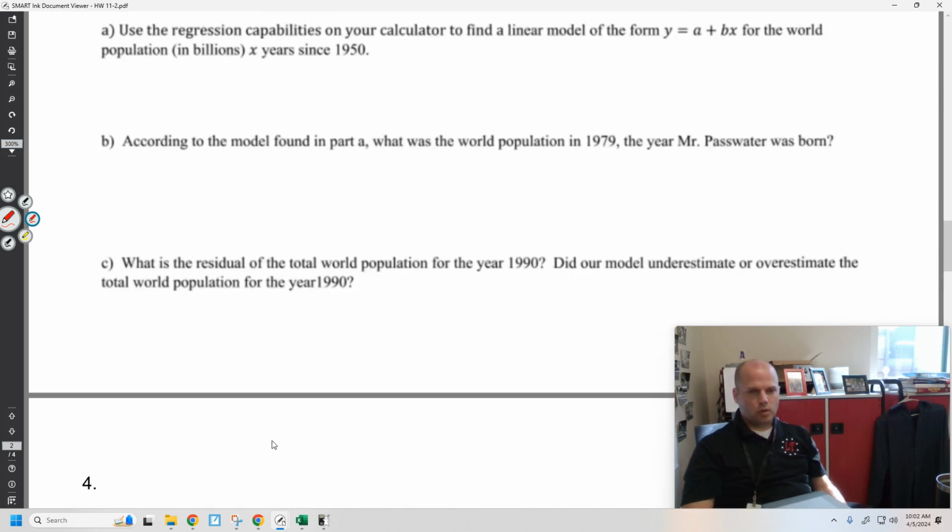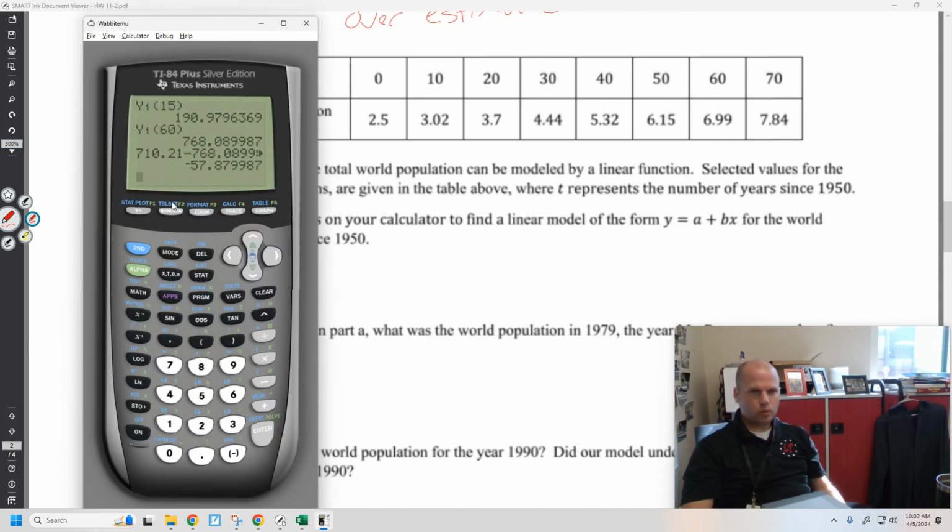All right, last one. Stat, Edit. Don't delete. Clear. Press enter after you press clear. Don't delete. Clear. Enter.